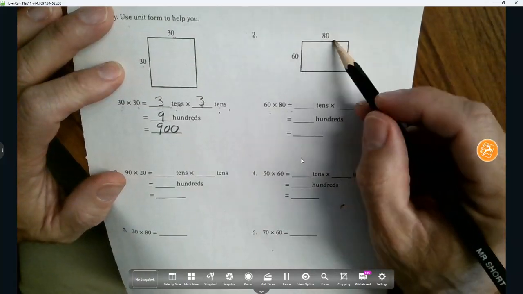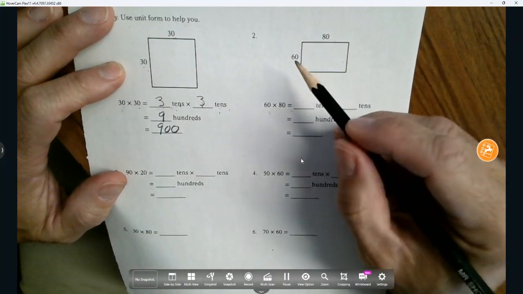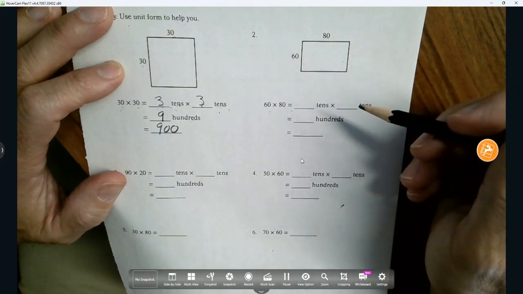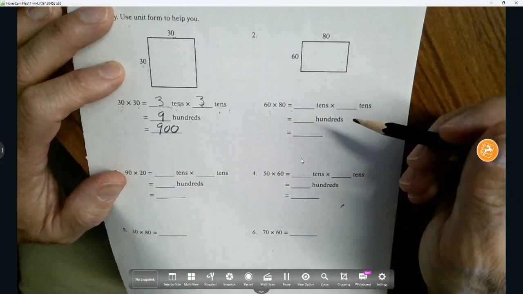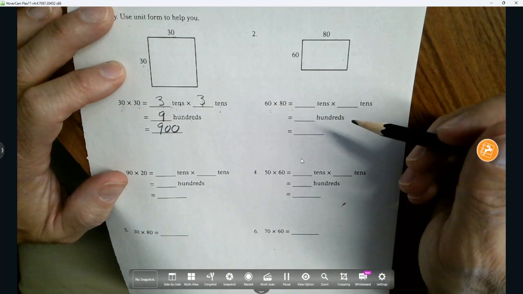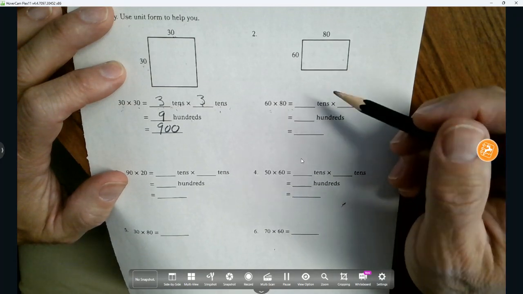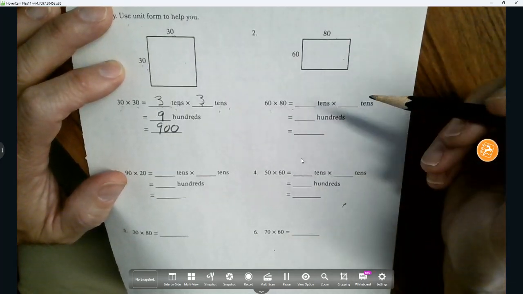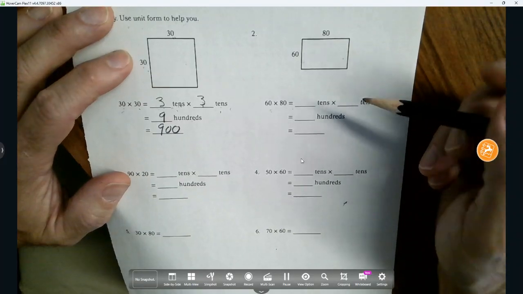We have 60 times 80. There is no way you want to draw 60 rows and then 80 rows. That's insane, right? Your eyes will hurt when you're done with that. But if you really need to, could you draw 6 rows and 8 columns? Count them? You could do that.